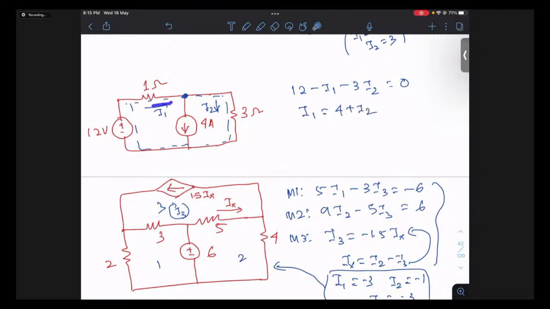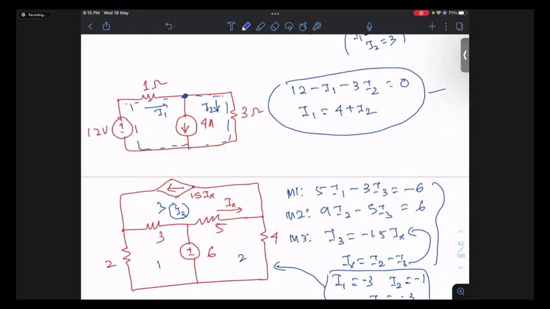If you write the KCL, you get I1 equals 4 plus I2. So these are the equations. You get two equations, and now you can simplify them to get your corresponding answer. This is what is actually called the super mesh. So when is the super mesh used?